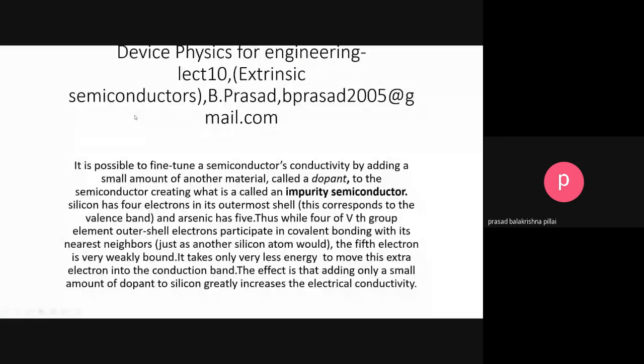Extrinsic semiconductors, that is doped semiconductors. We have seen that you can fine tune the conductivity, or modulate the conductivity of these semiconductors by adding impurities.